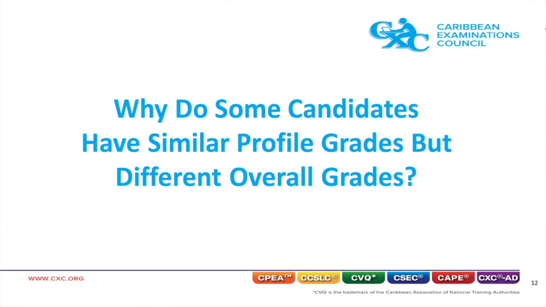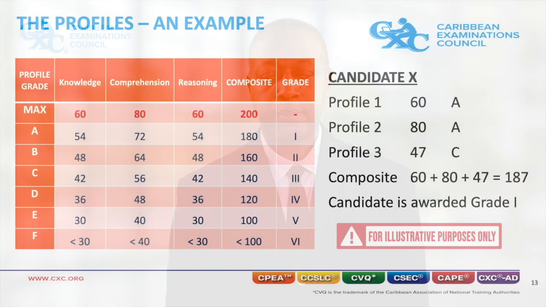So why do some candidates have similar profile grades but different overall grades? Recall that each profile grade represents a range of scores. As a result, varying scores within a letter grade combination may lead to two candidates having a different composite grade. This is because their performance would vary on one or more profiles, as shown in the following examples.